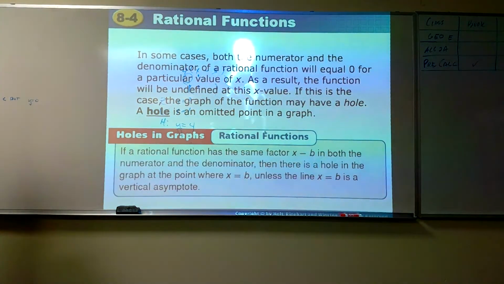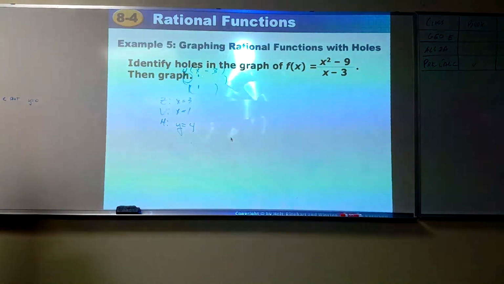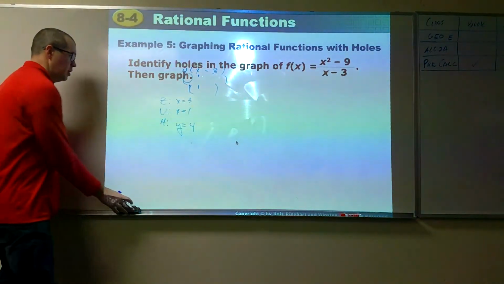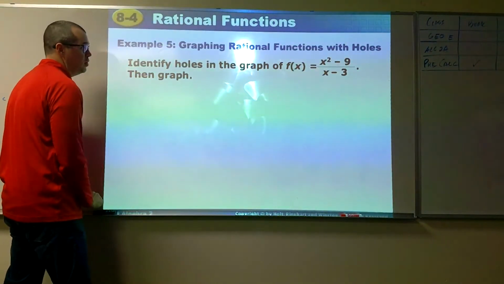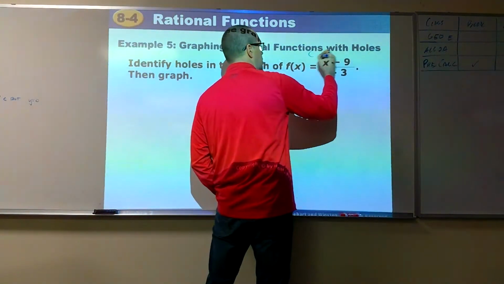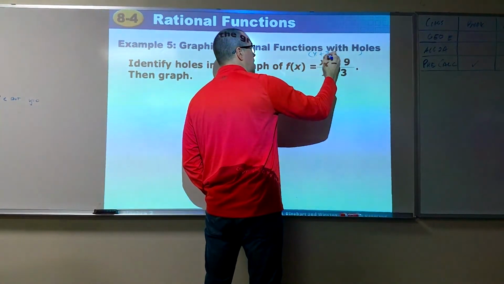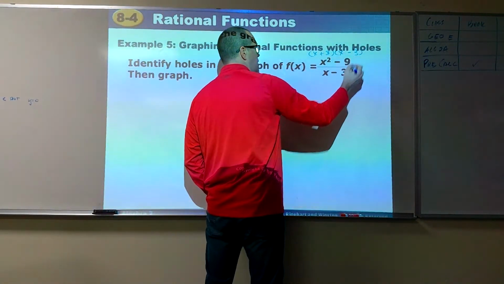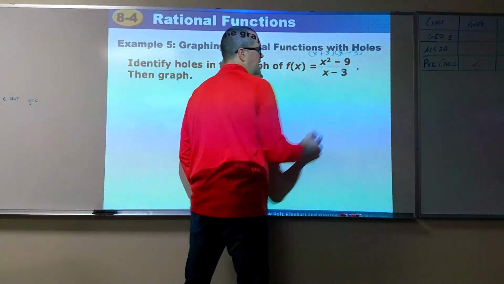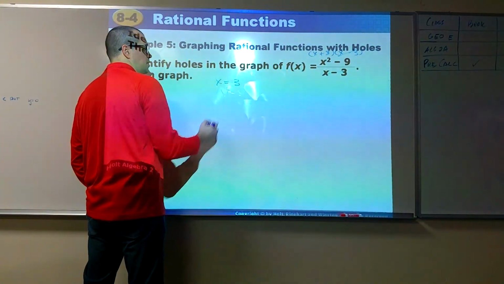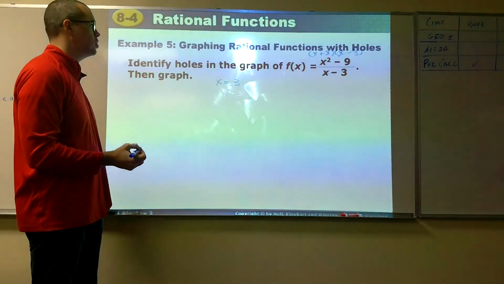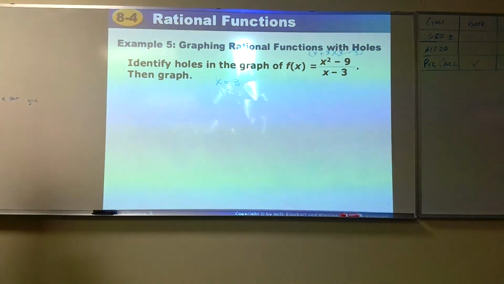All right, last thing, hole in the graph. If there's a hole in the graph, that's just where you can cancel, and that's where the hole would be. And they don't really show up on graphs. So, to find a hole, it's really easy. You do what we've been doing. You factor, so here we've got x plus 3 times x minus 3. I can cancel the x minus 3. So that means we have a hole in the graph at x equals 3. Anything that you can cancel out, that's where the hole is. All right?